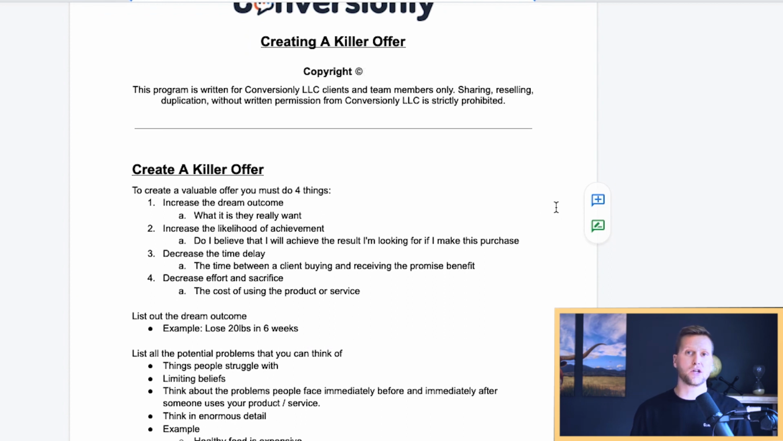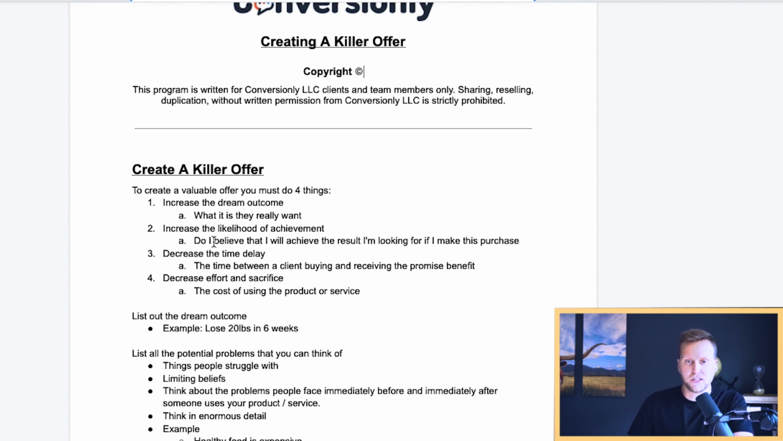So first thing that we want to look at when we're creating a killer offer, there are 4 things that you must do when you're creating an offer. One is you want to increase the dream outcome. Another thing that you want to increase is the likelihood of achievement for your prospects. And one thing that you want to decrease is the time delay. You want to decrease the time that it takes for someone to actually achieve the result. And the next thing that you want to decrease is the effort or the sacrifice that it takes to achieve that result. Okay, so the increase of the dream outcome is what they really want.